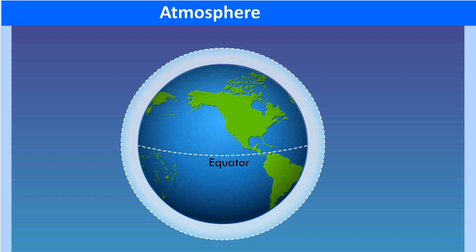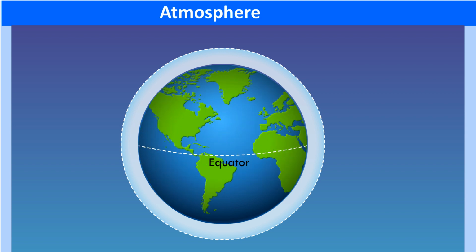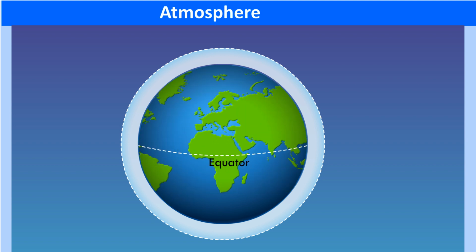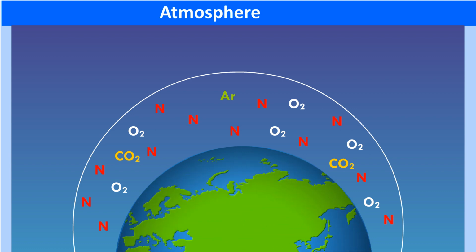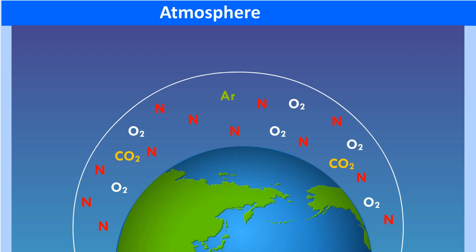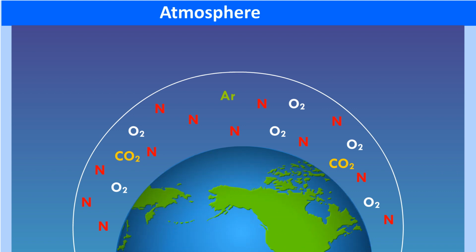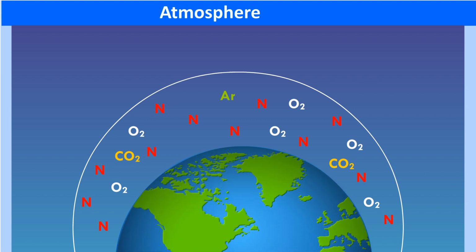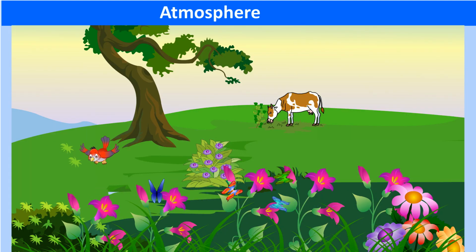Atmosphere. Our planet Earth is surrounded by a thick blanket of air held by its gravitational force. We call this its atmosphere. It consists of gases such as nitrogen, oxygen, carbon dioxide, argon, and others in varying proportions. Though some other planets also have atmosphere, the Earth's atmosphere is unique as it contains gases with life-sustaining properties. For instance, the oxygen present in the atmosphere is essential for the survival of all living organisms.